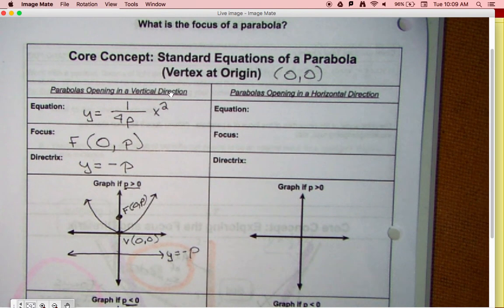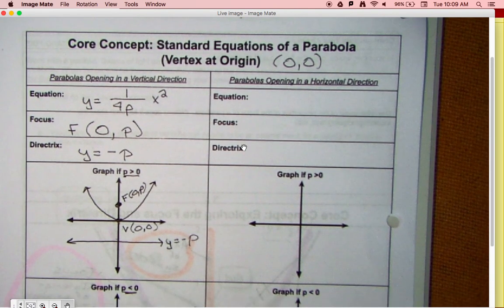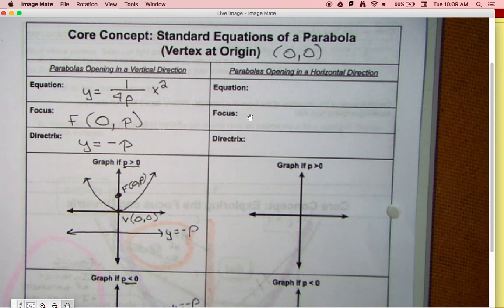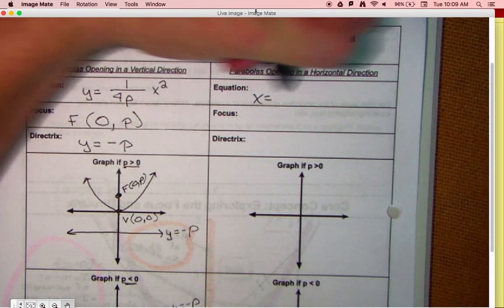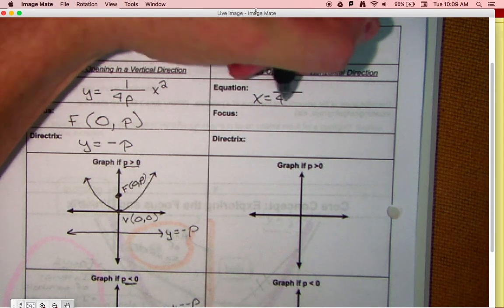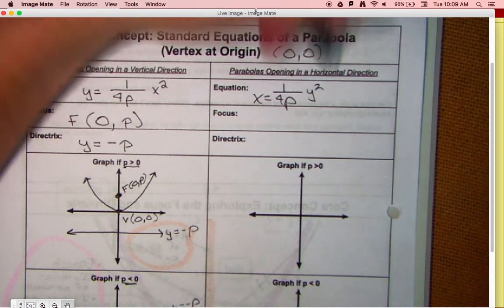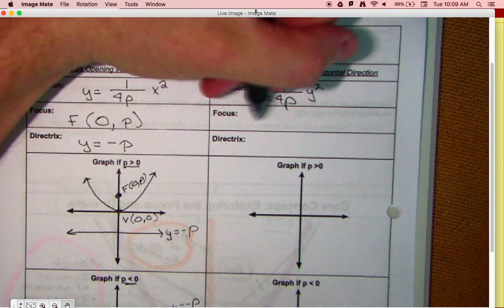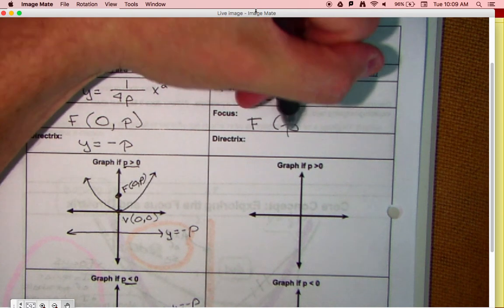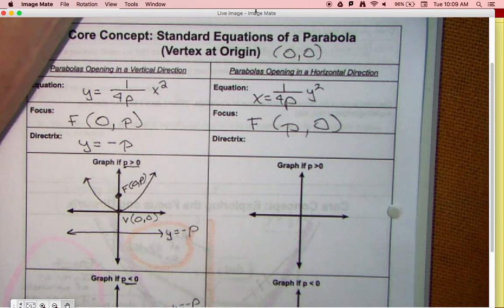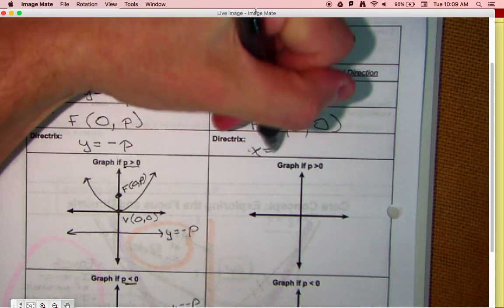Alright, so that's if it's a vertical direction. If it opens horizontally, so it's going to open left and right, it's going to be very similar. Notice vertically it's y equals 1 over 4p x squared. If it's going to be horizontal, we've got to flip-flop our x and y. So we're going to have an equation of x equals 1 over 4p y squared. Our focus is going to be p comma 0, because we're going left and right, so we've got to work with the x coordinate. Our directrix is x equals negative p.